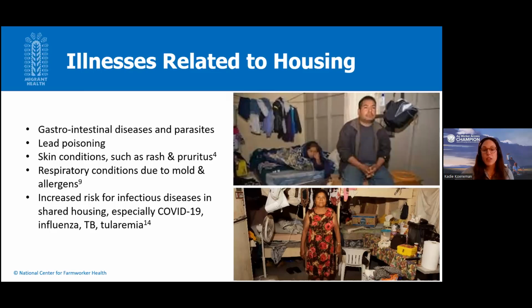As mentioned, much of the housing available to agricultural workers is deficient, crowded, and can have sanitation issues, so this can add to health risks. Some of the common illnesses related to housing that we often see are UTIs and intestinal parasites, skin conditions, respiratory conditions, and infectious diseases. The crowded housing makes it difficult to practice those social distancing recommendations that we've seen become incredibly important in the prevention of COVID-19, as well as other infectious diseases such as flu.